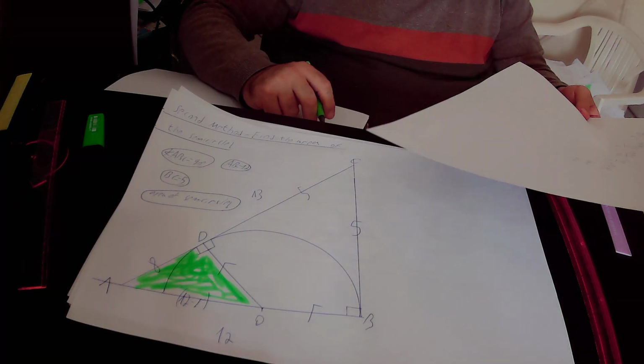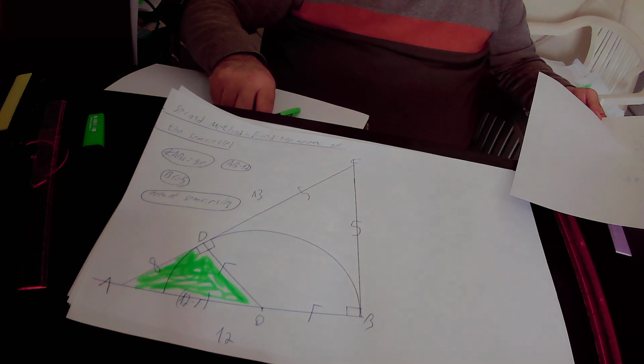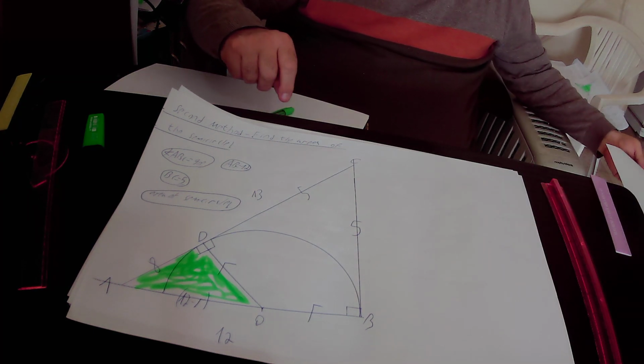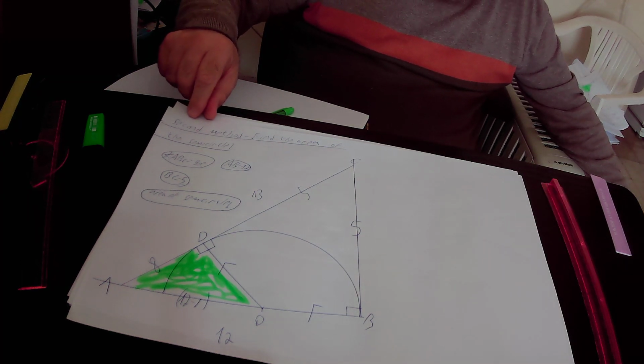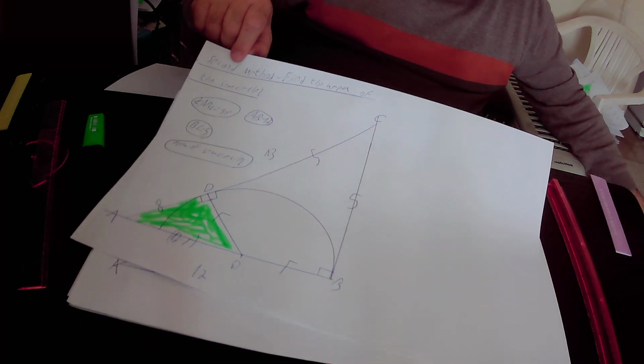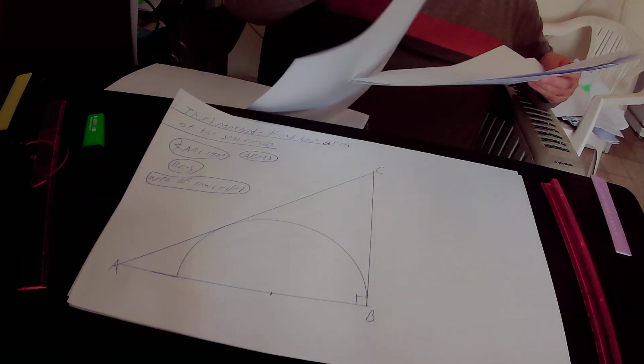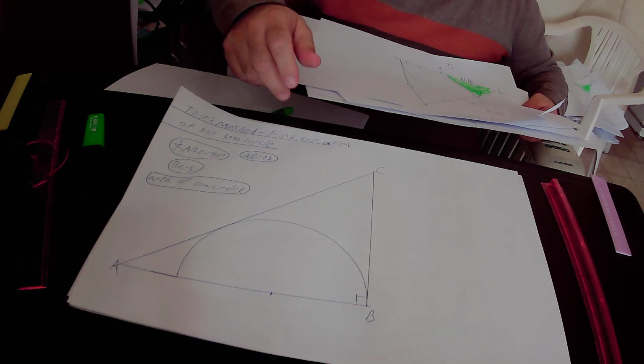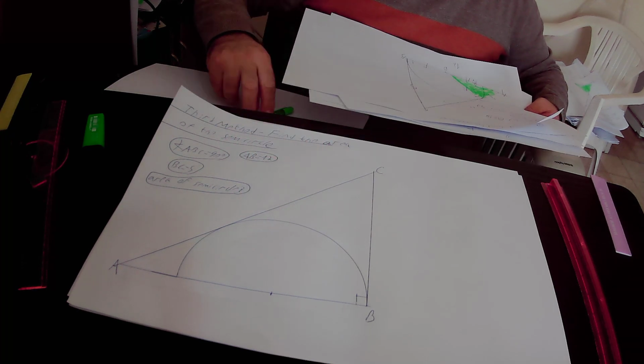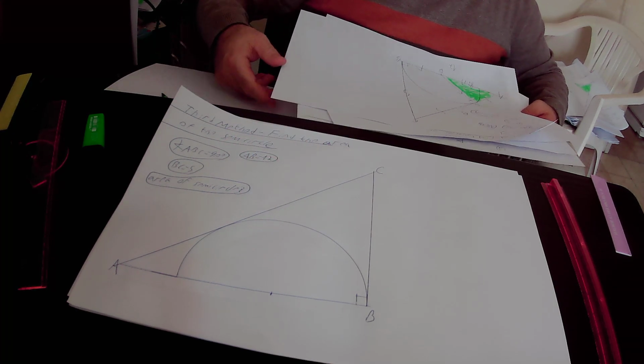So we actually finished with the second method. In the next step, I will present to you how to find out the area of this semicircle according to the first method.